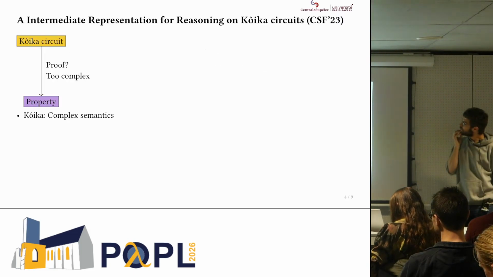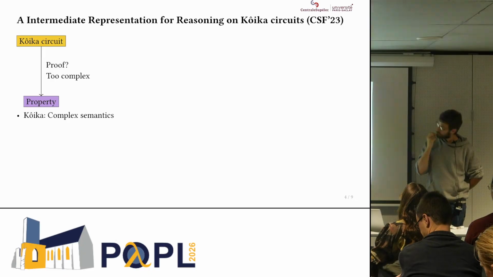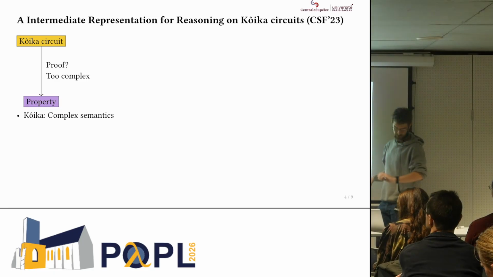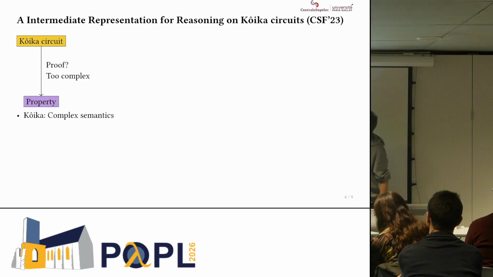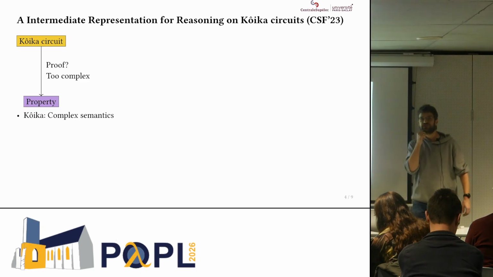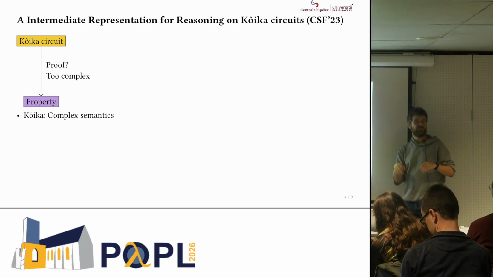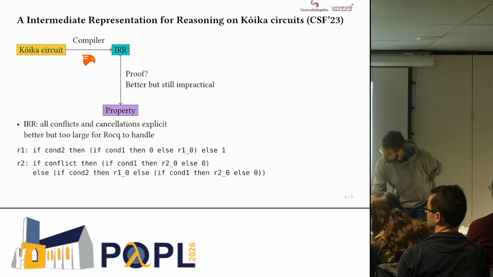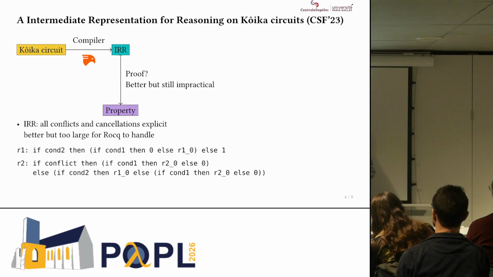To solve that problem, we had a paper in CSF 23 where we want to do some proofs about Kôika circuits, because we have a processor and we want to do some proofs about its security. Directly on the Kôika circuit we can't do that because it's too complex. Coq takes hours to do any tactic, and it's not usable. So what we do is we compile the Kôika circuit into what we call an IRR, an intermediate representation for reasoning.